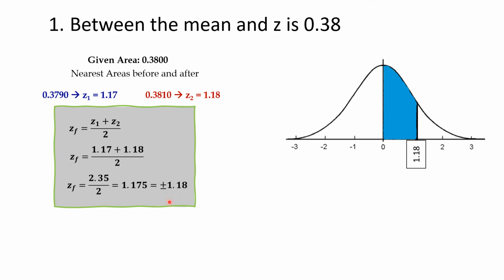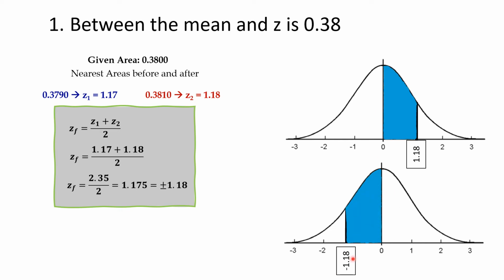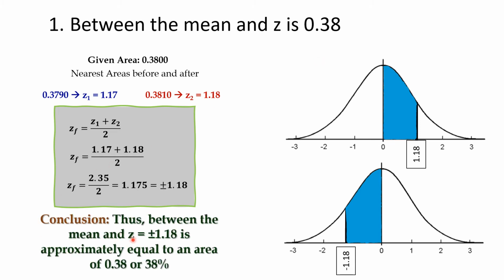So since it is positive negative, we can take this problem as z is positive or negative. Okay, so for negative, this would be the image of the graph. So this is now the shading. So this is now the shaded part or portion of the problem. Between the mean and z is 0.38. Then, what would be our conclusion? Thus, between the mean and z equals positive negative 1.18 is approximately equal to an area of 0.38 or 38%. So we are now done with this problem. Okay, next.